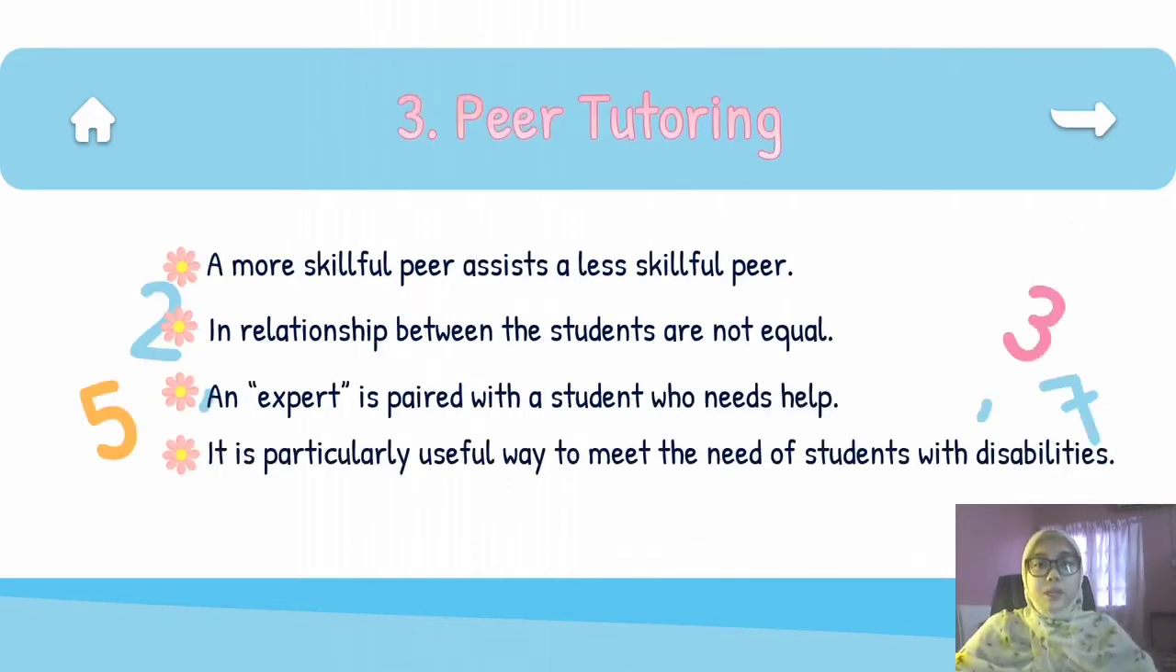Okay, third is the peer tutoring group. A more skillful peer assists a less skillful peer. It is a relationship where the students are not equal, in which an expert is paired with a student who needs help, so the assistance flows in only one direction. Also, peer tutoring is a particularly useful way to meet the needs of students with disabilities.